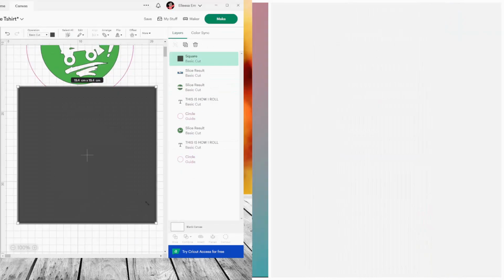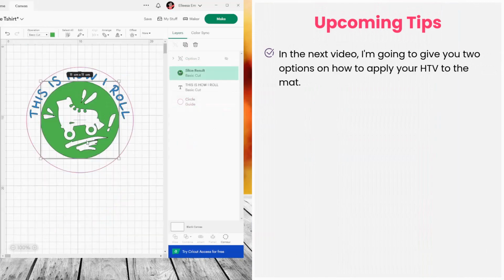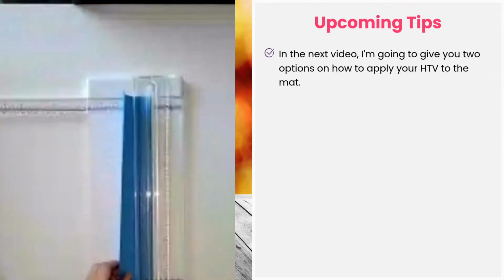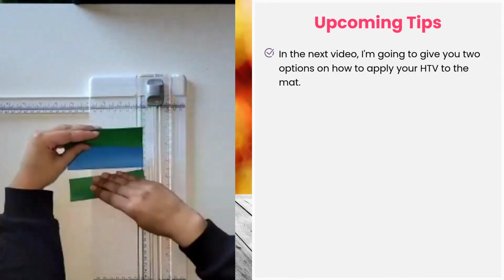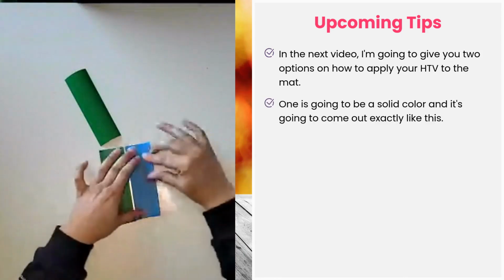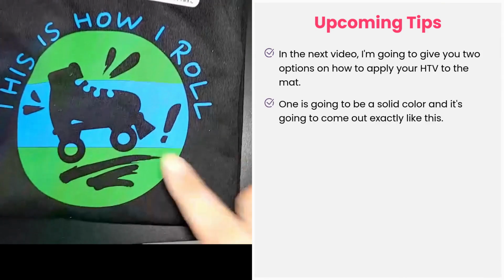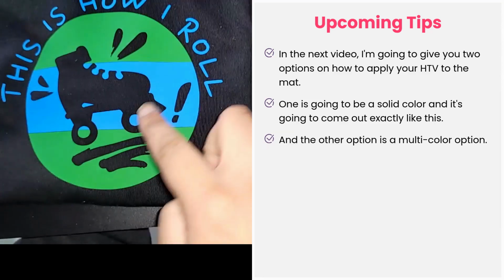In the next video, I'm going to give you two options on how to apply your HTV to the mat. One is going to be a solid color and it's going to come out exactly like this. And the other option is a multicolor option.